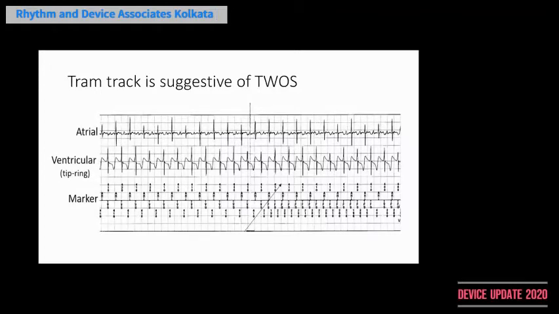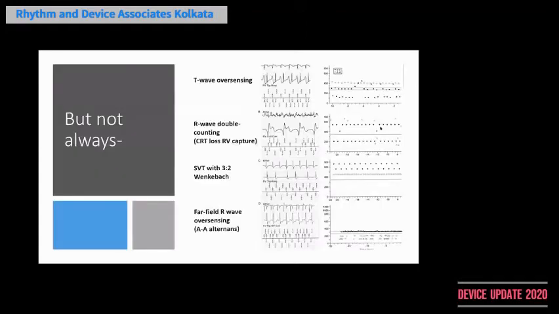It's not from the same patient, but it has a dual chamber ICD. So there we can get the T wave and the QRS both sensed. But this tram track is not definitely associated with T-wave oversensing.